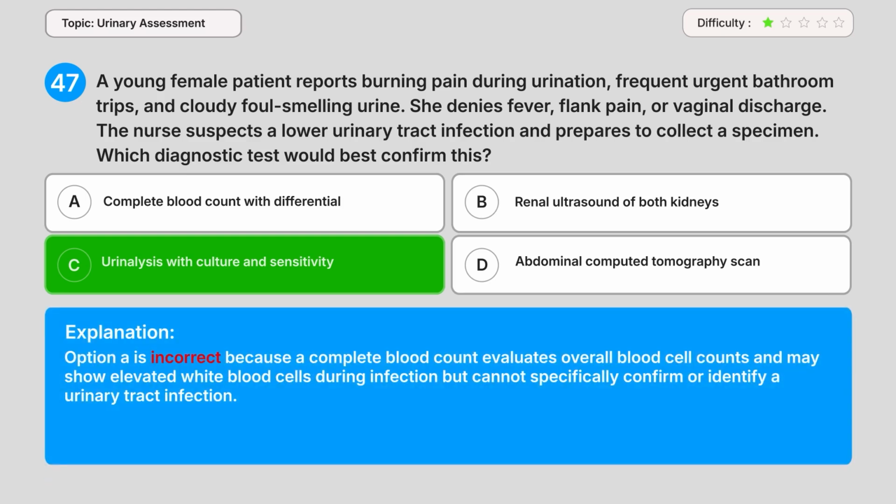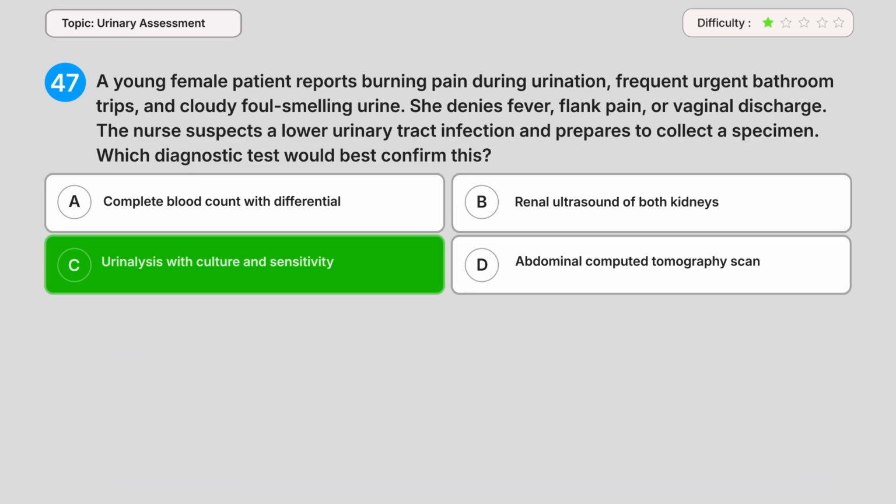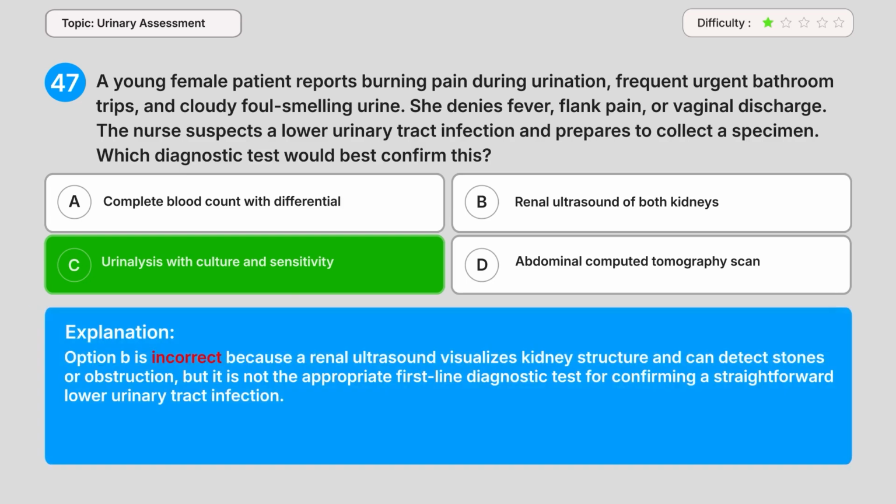Option A is incorrect because a complete blood count evaluates overall blood cell counts and may show elevated white blood cells during infection, but cannot specifically confirm or identify a urinary tract infection. Option B is incorrect because a renal ultrasound visualizes kidney structure and can detect stones or obstruction, but it is not the appropriate first-line diagnostic test for confirming a straightforward lower urinary tract infection.